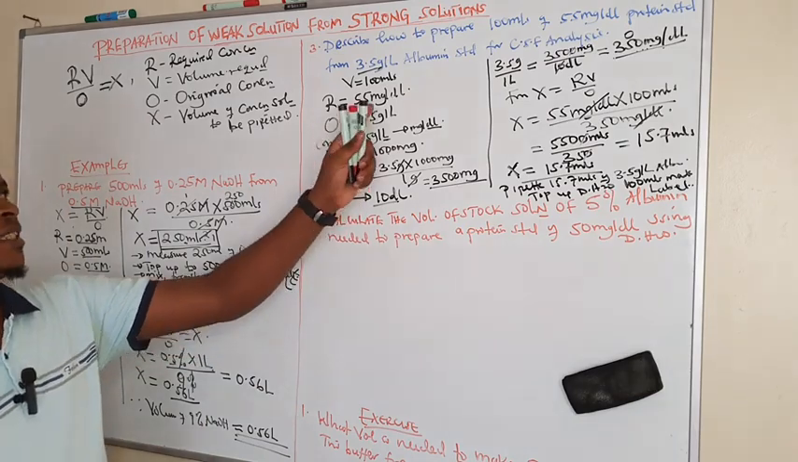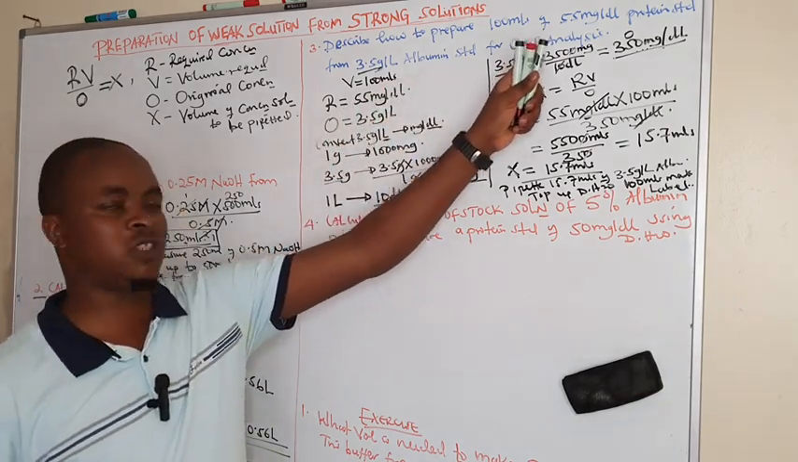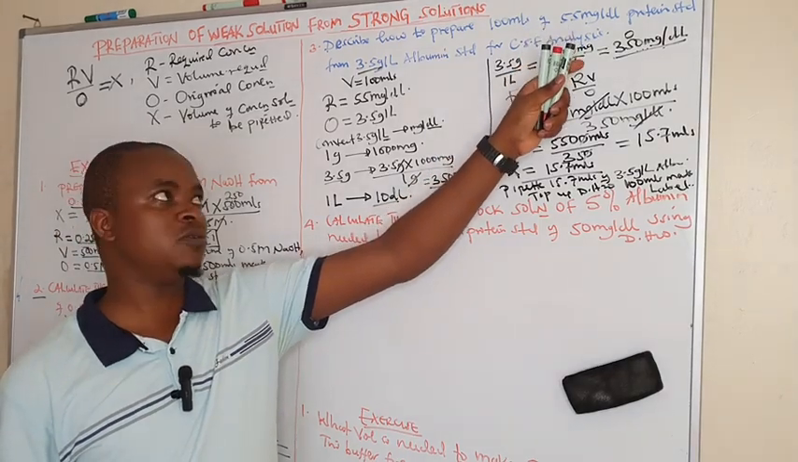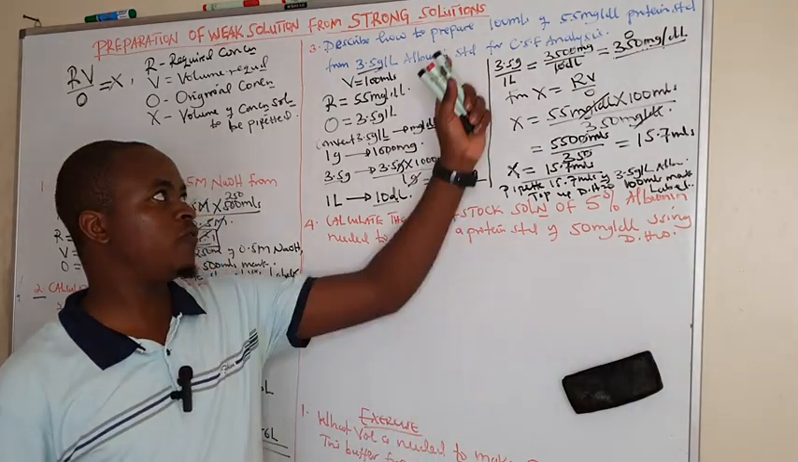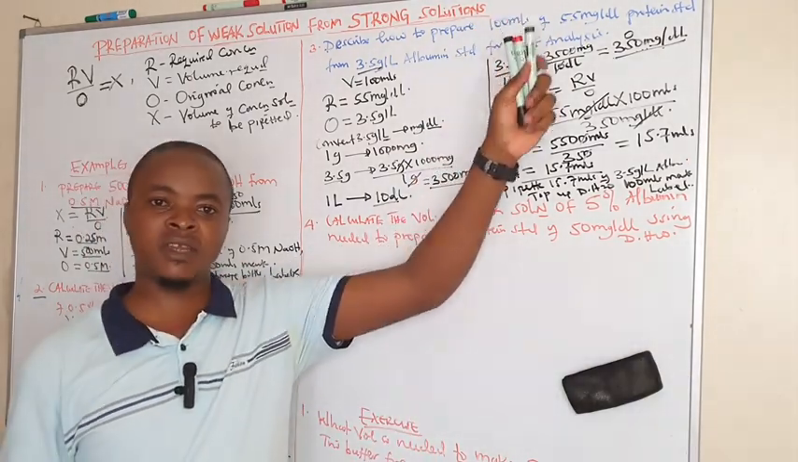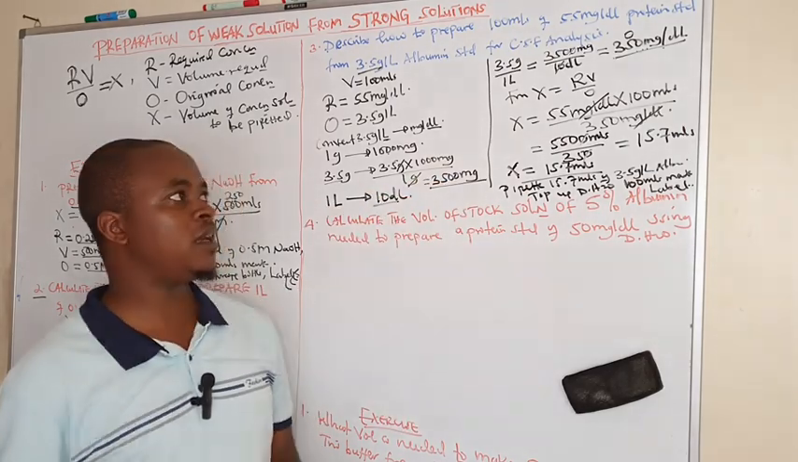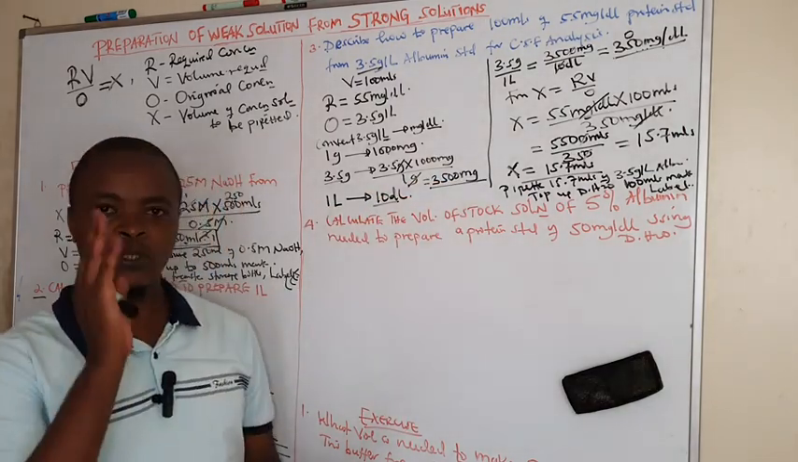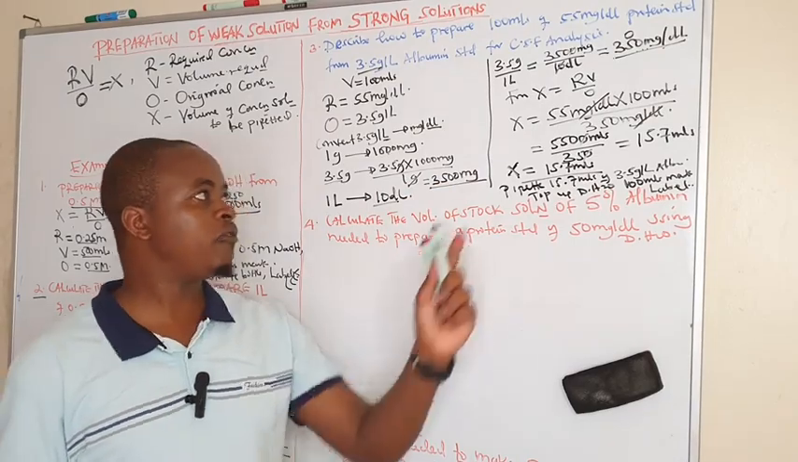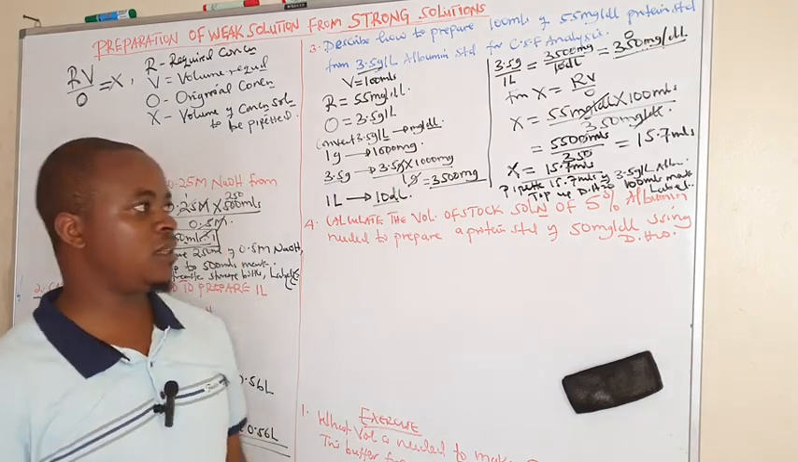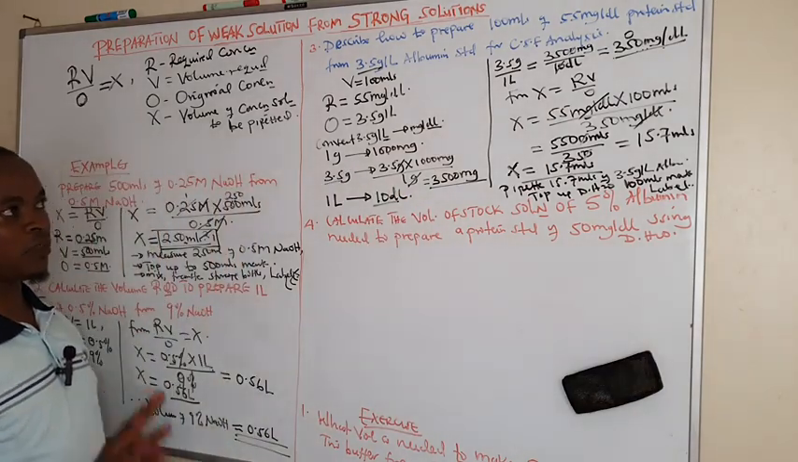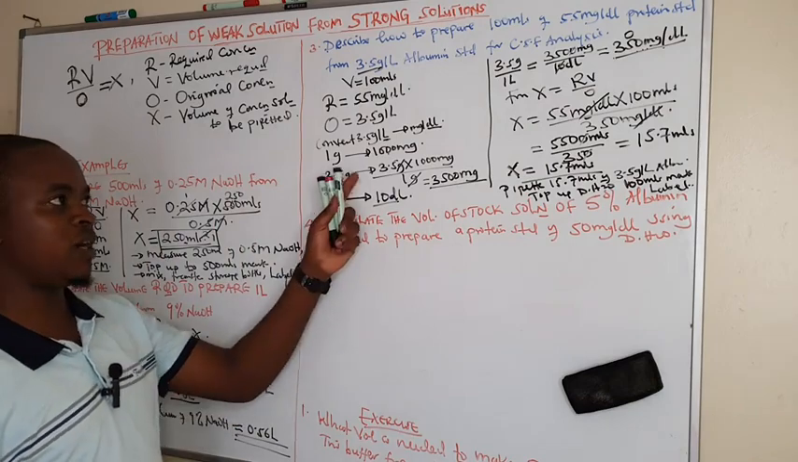So always identify which one is the original concentration we are supposed to dilute and which one is the required concentration, and also the volume. In case the volume is not given, you can suggest yours in the answer. And always make sure that the units, before applying RV over O, are the same. If they are not the same, then you have to convert the way we have seen here.